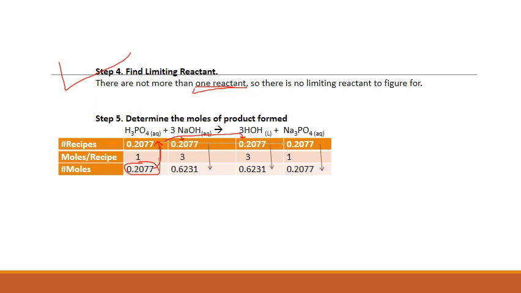Then figure out how many moles. You multiply moles per recipe by the number of recipes you can do. So this is how many moles of sodium hydroxide you're going to need to neutralize the acid, and this is how many moles of water you're going to produce.